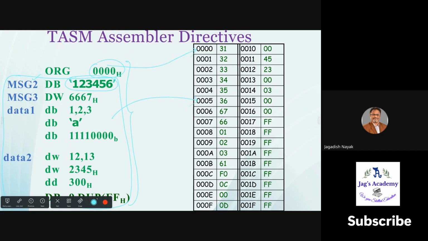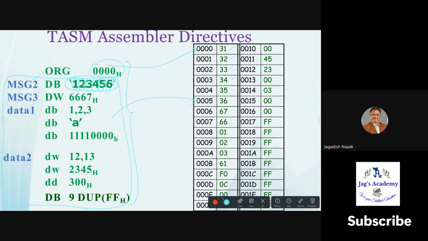Now, what is stored in the memory? Starting from 0000H, the ASCII value of this, then the ASCII value of this, and so on for each character. Can you see here? 31, 32, 33, 34, 35, 36. These are the values corresponding to this. Understood this?